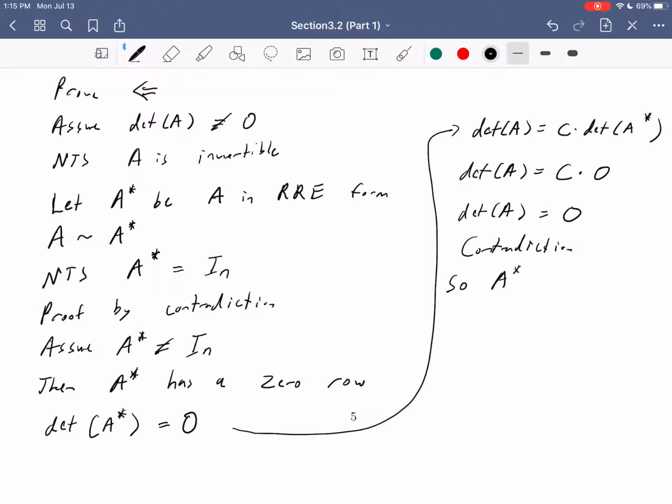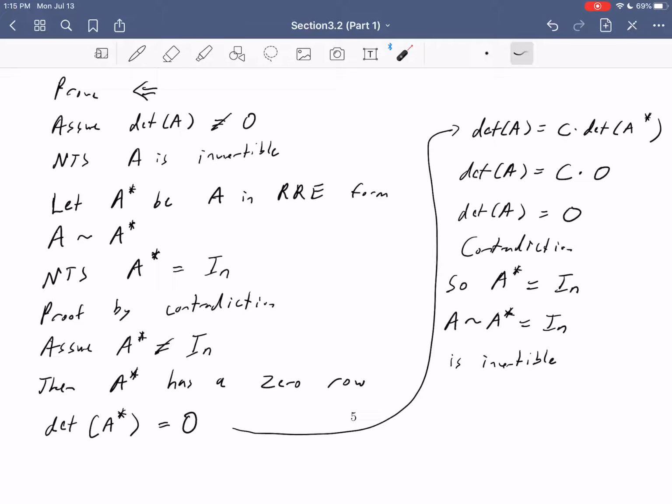So A star must equal the identity, which means that A, which is row equivalent to A star, which equals the identity, is invertible. So we've shown that if the determinant is non-zero, then A is automatically invertible.